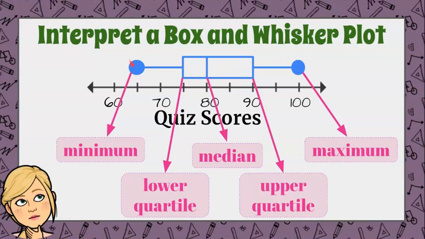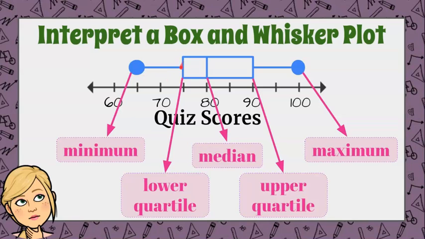So 25% of our data is here, 25% of our data is here, 25 is here, and 25 is here. So we can see that this data is not evenly distributed. Our median is not in the middle of our box. Our whiskers look pretty even, but our middle is not the middle of our box. So we can say from the median to the minimum, this represents 50% of our data, and this represents 50% of our data. So I can state that 50% of students scored 80 or above. 50% of students scored 80 or below.